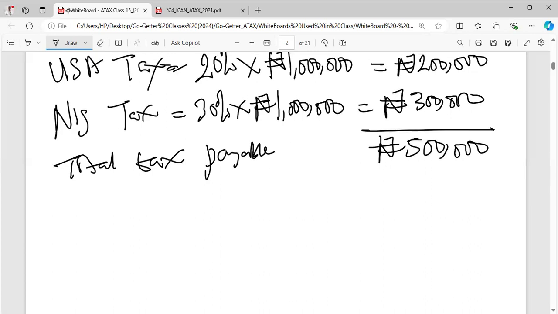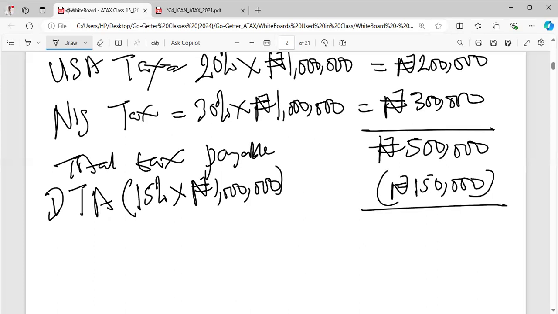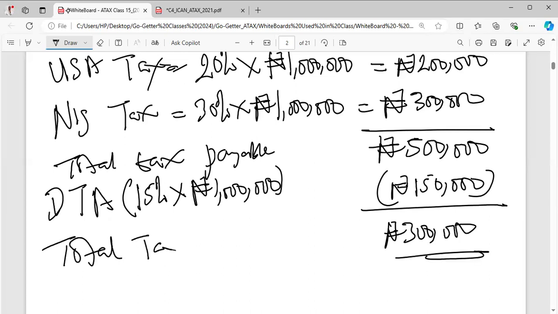Now, therefore, double taxation agreement, which is going to be less. You said half of it, 15% of 1 million. That will give us 150,000. So it means it's going to pay 500 minus 150. It is going to pay 300 total tax due. So total tax due is 300.